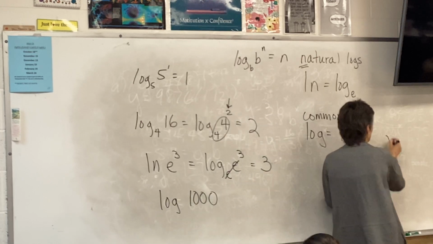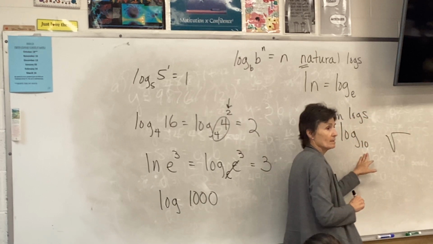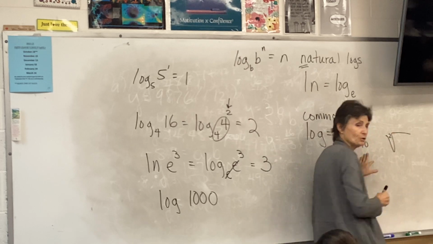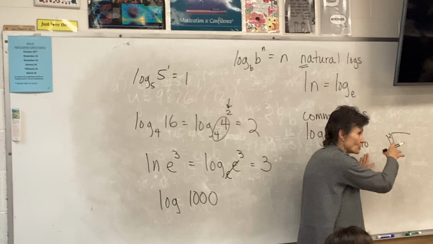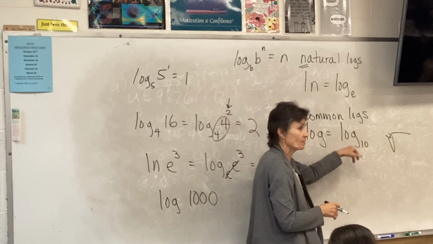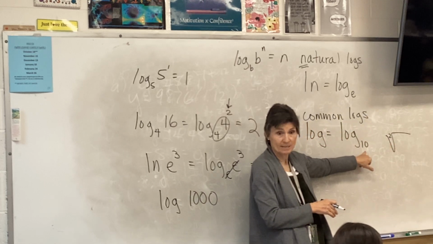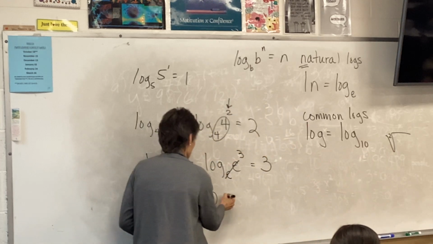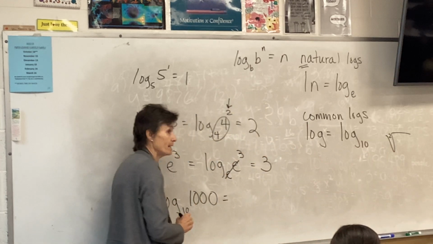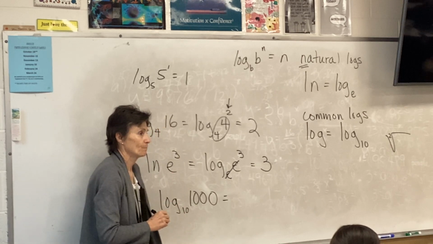It's like this symbol. What does that symbol mean? Square root. Do we have to write the 2 there? No, because we use it all the time, so we just understand there's a 2 there. Well, we use this all the time. We just understand that there's a 10 there. So now we've got the log base 10 of 1,000.